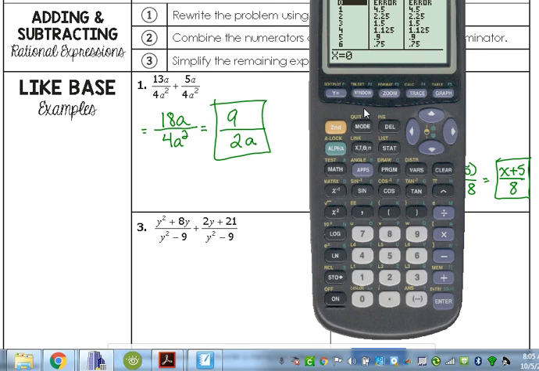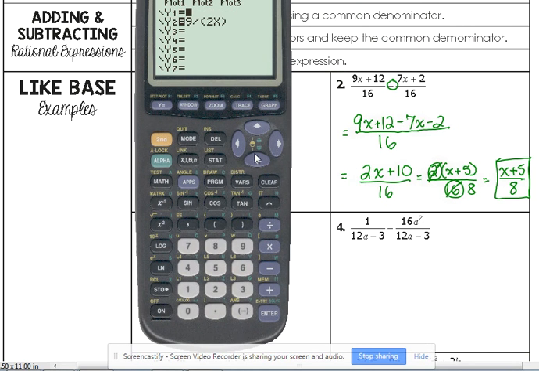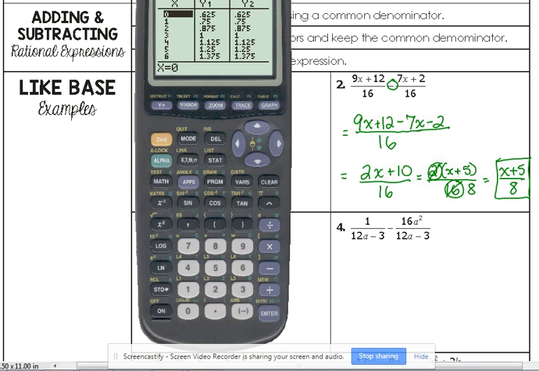Again, I'm going to keep showing you. I know it takes time, but I'm going to keep showing you how to check these until y'all remember how to check these. Put 9x plus 12 in parentheses, divided by 16. I don't need parentheses around the 16 because it's a single number. Minus, parentheses, 7x plus 2, close the parentheses, divided by 16. Okay, my final answer, parentheses, x plus 5, divided by 8. Go to the table. Y values are the same. I'm good.